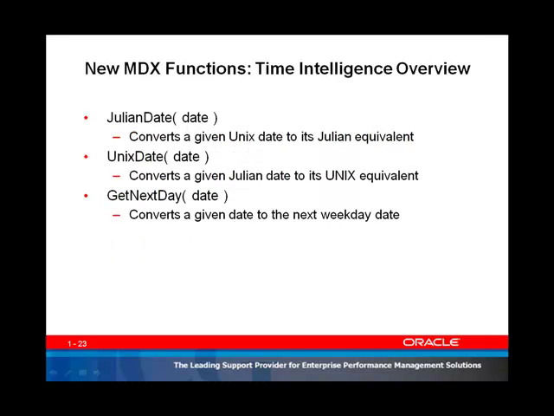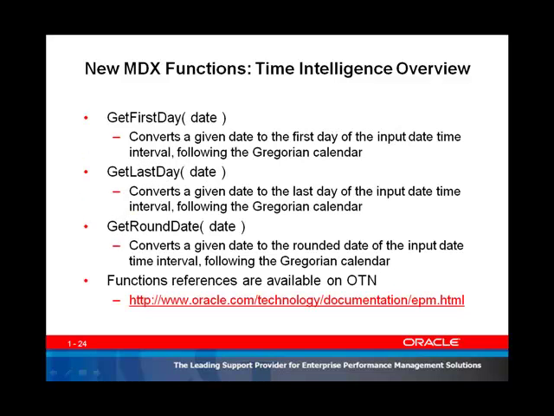To expand on the time intelligence specified in previous releases, there are a number of new MDX functions related to dates. There are two conversion functions, the Julian date and Unix date, and also some functions that help find next, first, and last date from a given date. I'm not going to cover all of these functions in detail, but you can find the additional syntax or other details in the online documentation, which is available on OTN, or Oracle Technology Network, otn.oracle.com under documentation.